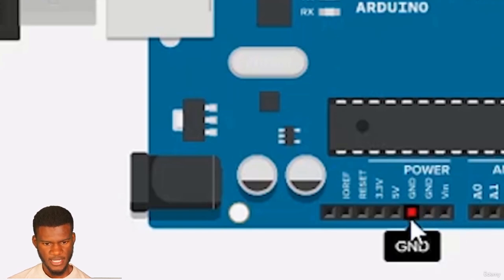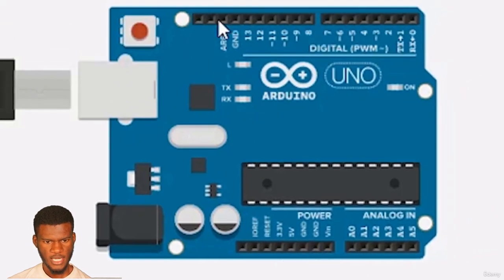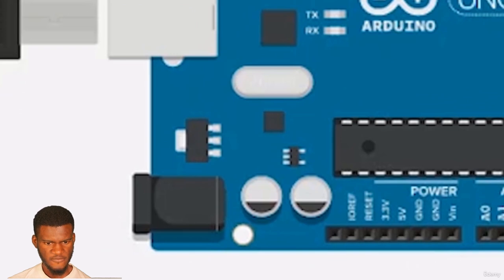The next is GND. GND stands for ground. You find that there are 3 GNDs on the Arduino, 1, 2, and 3 at the top of digital pin 13. Ground pins just help you complete the circuit. It's not an advanced thing, it's just completing the circuit. Here is the 5V pin. The 5V delivers 5 volts of power to your project.